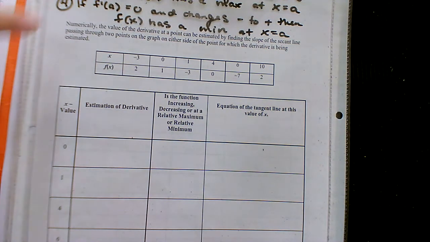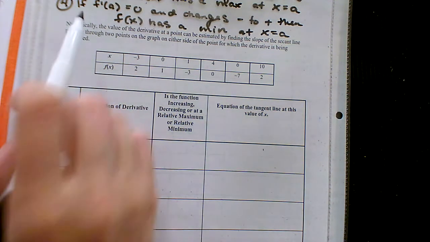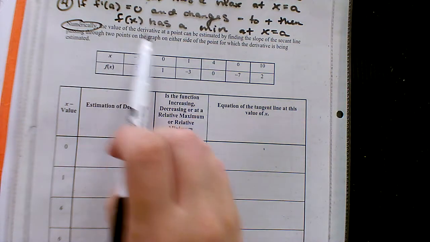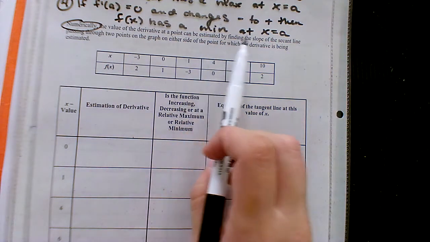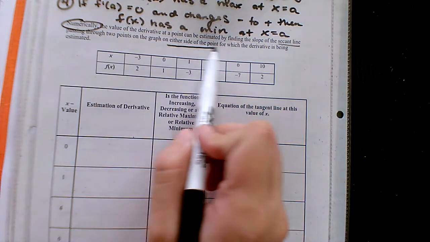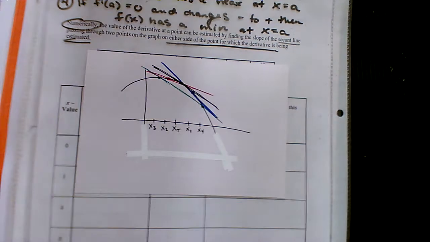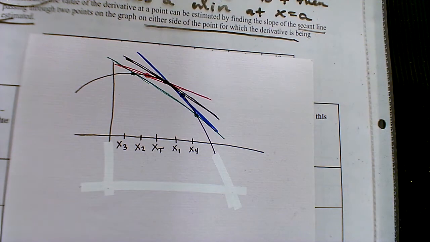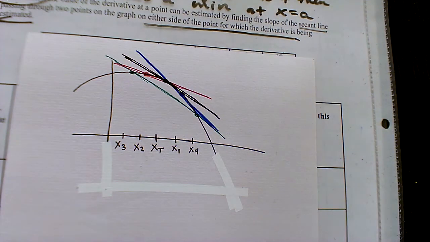And I kind of go into how we might do that based off the little paragraph at the top. So numerically, meaning using numbers from a table, the value of a derivative can be estimated by finding the slope of a secant line, two points, passing through the graph on either side of the derivative location. So what I mean by that, and I'm going to try to zoom in on this little picture here. Remember when we drew this diagram in the previous section, we figured out where the limit came from?